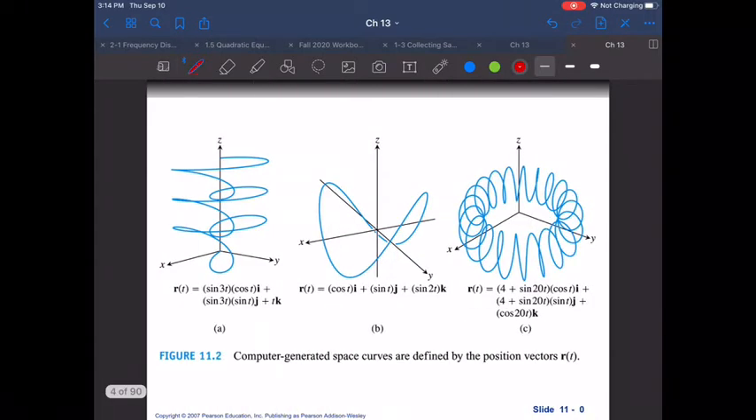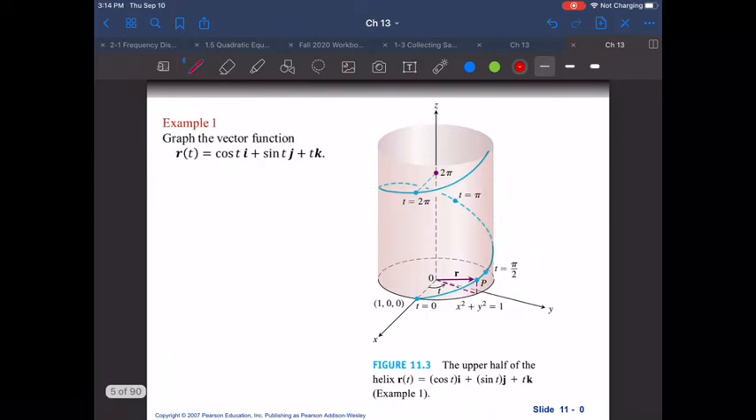Here are some examples of different vector functions where you can see some crazy shapes you get, with sine of 3t times cosine of t as the i component, sine of 3t times sine of t as the j component, and the k component is just t. You can see some other ones here and what kind of crazy shapes you get with these computer-generated ones based off these position vectors. All right, so take a look at those.